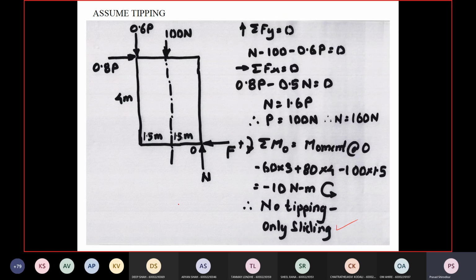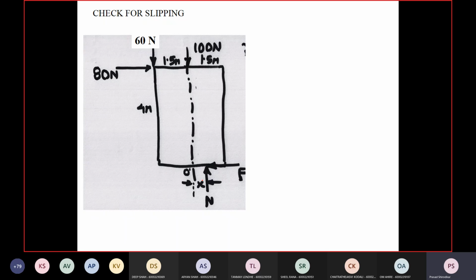Now we have to find the value of P for which this will be 0. In this case, the forces will not be located at the point O. They will be shifted to somewhere in between the base. So let's assume that it is at a distance x from the axis of symmetry. We can assume any distance. Now apply summation M about this point, O dash, where this moment should be 0.